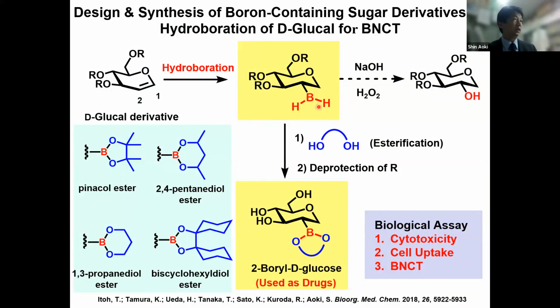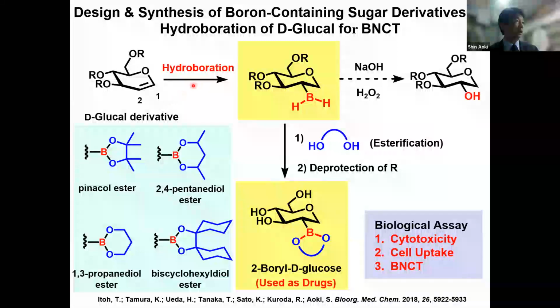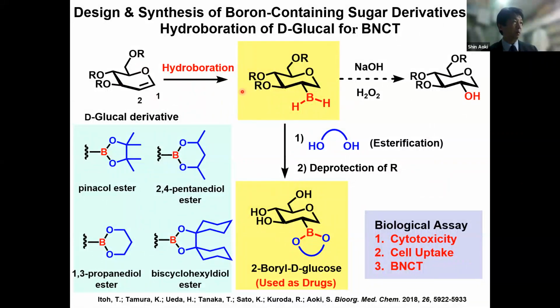And we started the synthesis of this compound, boryl-2-glucose, from glucal derivatives. And we carried out the hydroboration of this compound with a boron agent to obtain the glucose compound having a boron unit. After that, normally this intermediate is used for the substitution with hydroxide to give the alcohol. This is the typical and traditional methodology to obtain alcohol from alkene.